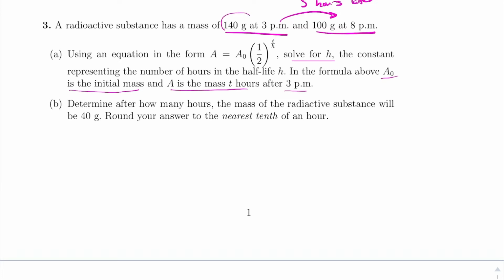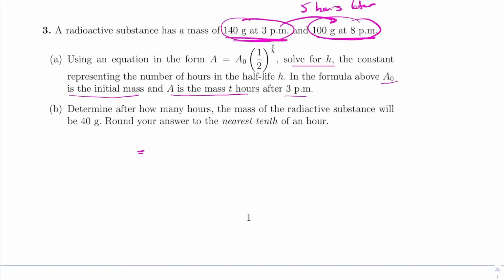So thinking about what we are given here, we have to use these values from above. What do we use for the initial mass? Well, I guess we'll use 3 p.m. because that was the first time that they gave us. So we'll say A of t equals 140 times 1/2 to the t over h. Now we're really lucky though, because we also get this other point, we could use this value to find out everything else that we don't know.